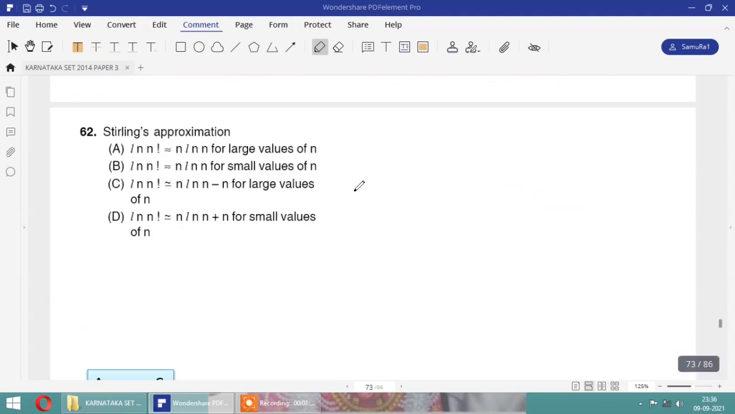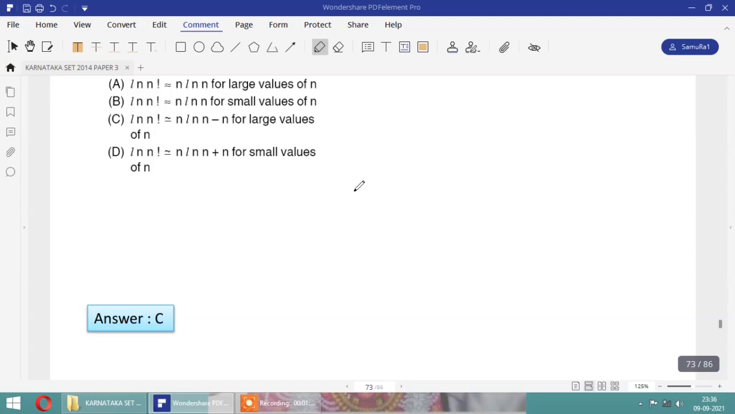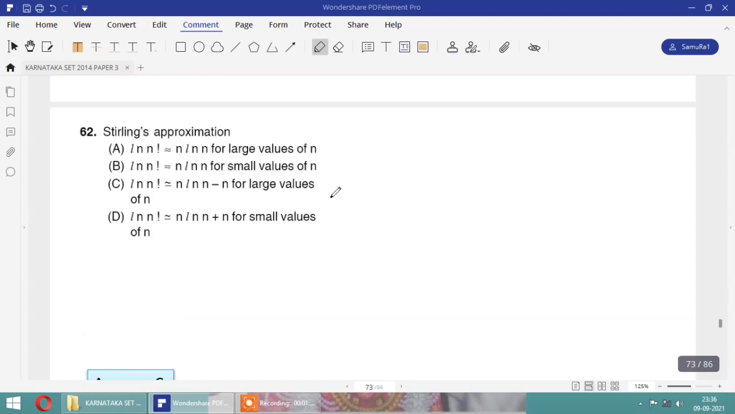Question number 62. Stirling's approximation. Here, which one is the Stirling's approximation? Here option C is correct. ln n factorial equal to n ln n minus n for large values of n.